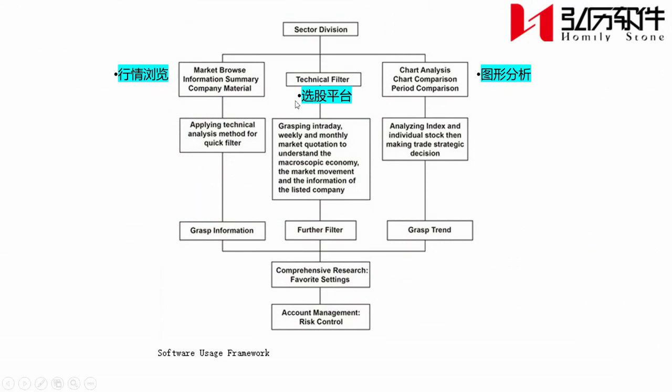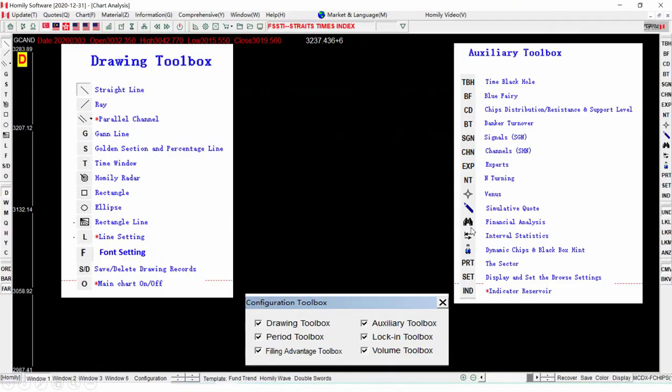The chart analysis, technical filter, market graphs. From market graphs, we can know the overall information. From technical filter, we can pick the right share we want. From chart analysis, we can know the trend and the fund movement. So very powerful and very helpful.